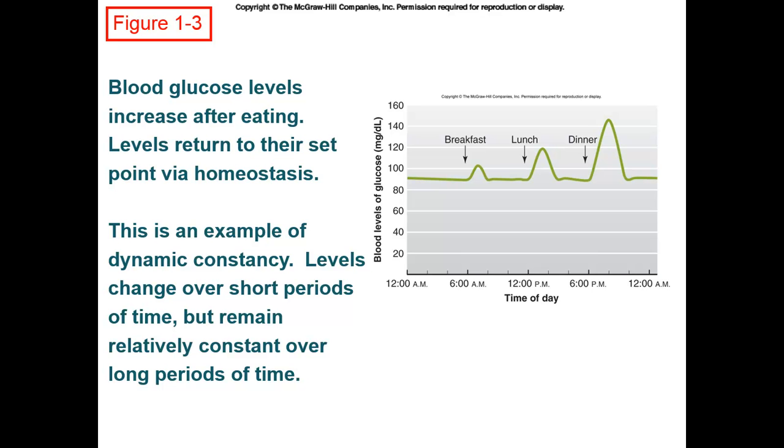This is an example of a dynamic constancy. Levels change over short periods of time. But notice what happens. After each meal, what does the system do to the blood glucose level? Sets it back, right? In a normal system, it always comes back to the same level. Does that make sense? Now, it may overshoot and come back, but it will come back. The idea is not even to overshoot it if you can, but that's what happens a lot.